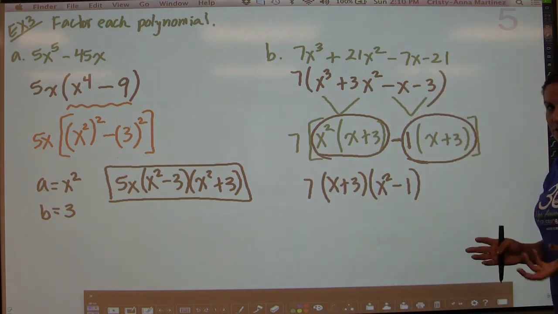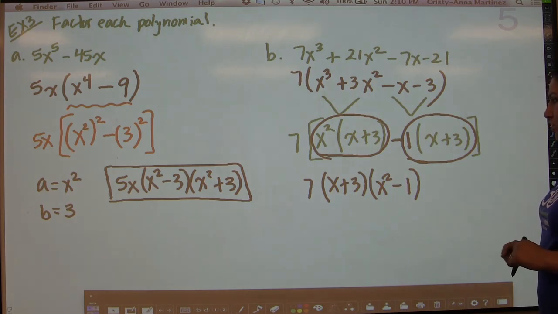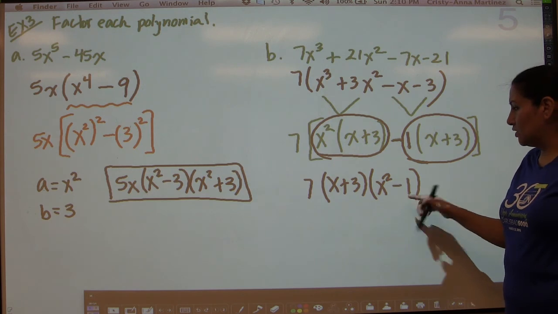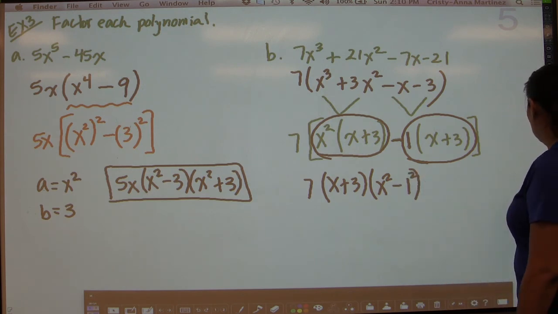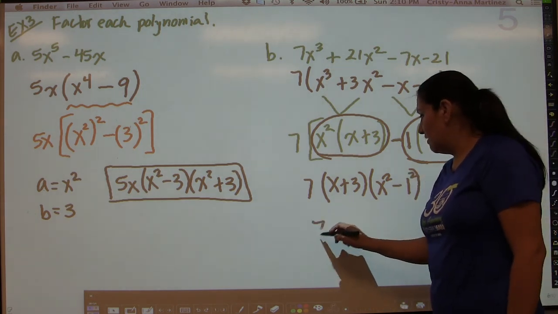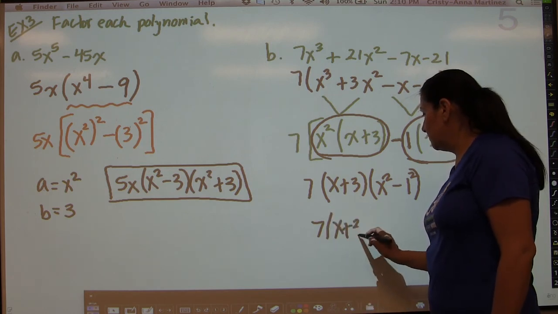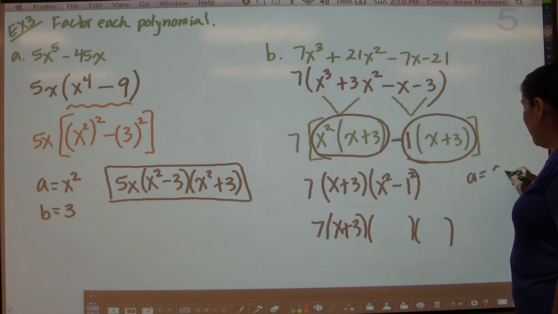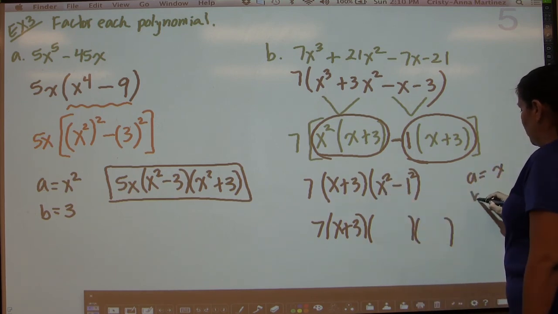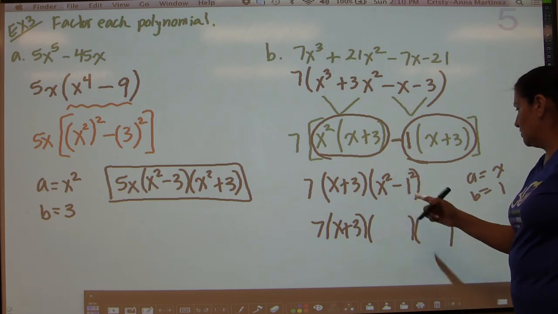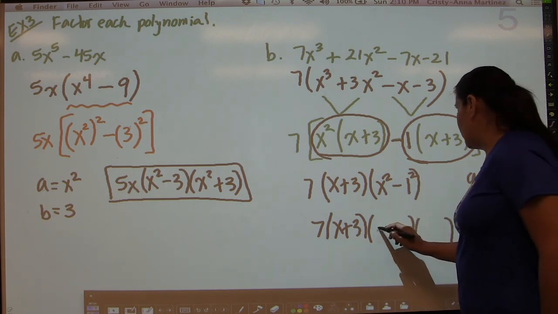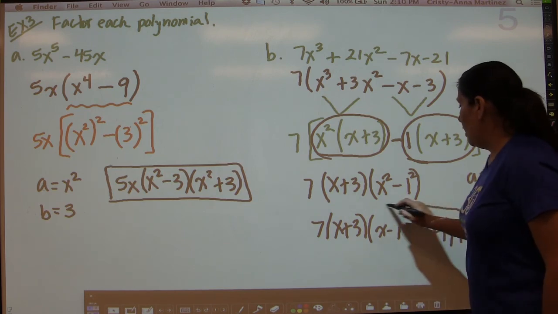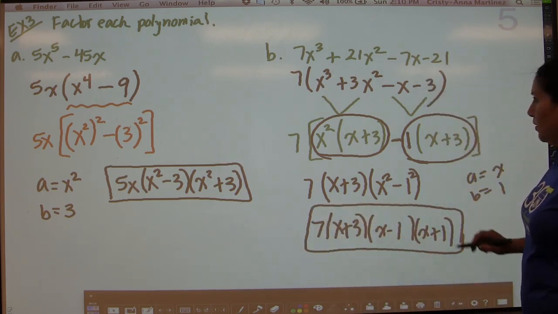Now you might think that you're done with the factoring, but again, I will caution you that you have a difference of 2 squares right here. This is the same thing as x squared minus 1 squared. So again, you want to take 7 times x plus 3. And this time your a value is x because you've got x squared, and your b value is 1 because 1 squared is 1. So I'm going to say x minus 1, x plus 1. And now I have completely factored part b.